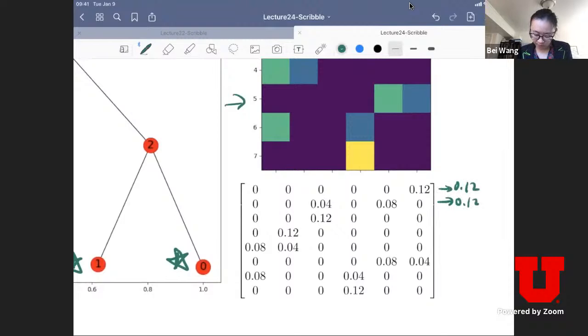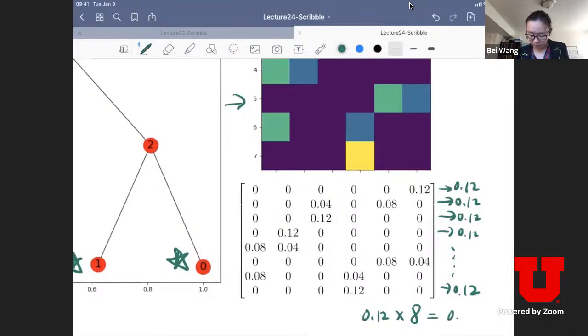This is 0.15. If I add all the entries, each of these entries is 0.15, sorry, 0.12. And there's a total of 8 rows. If I add them all together, it's 0.96, which is close to 1.0.